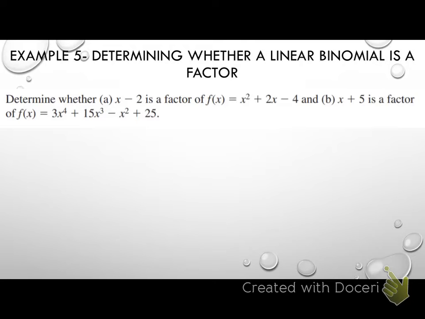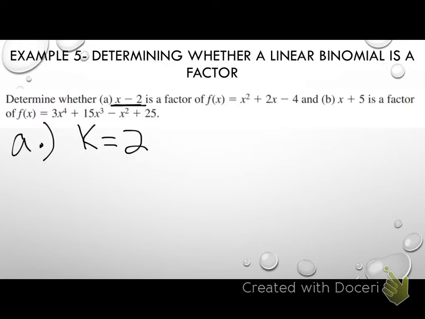So example 5, letter A: determine whether x minus 2 is a factor of f of x equals x squared plus 2x minus 4. So what would my k value be in this case? Positive 2, right? I got that from this x minus 2, because that's x minus k. So my k value is 2.